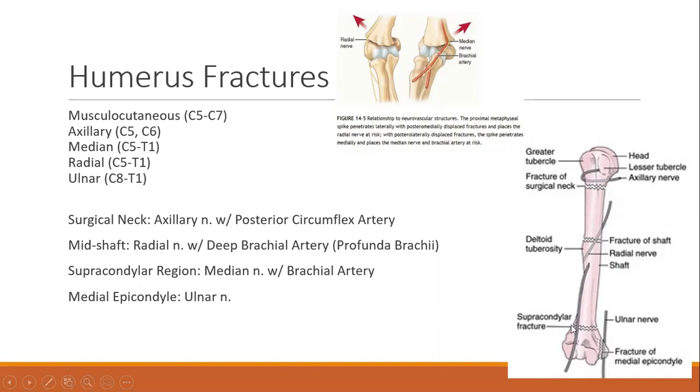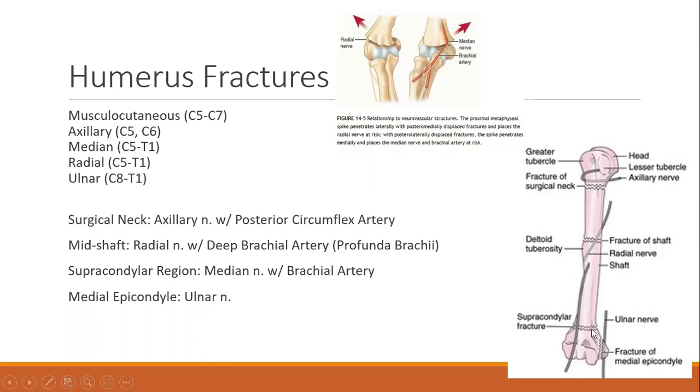For a supracondylar fracture, this area in the distal humerus is your supracondylar area. So supra means above, and these are condyles here, here, and here. So supracondylar literally just means above the condyles. If you have a fracture here, you can damage your median nerve along with your brachial artery because again, they're both running in this area.